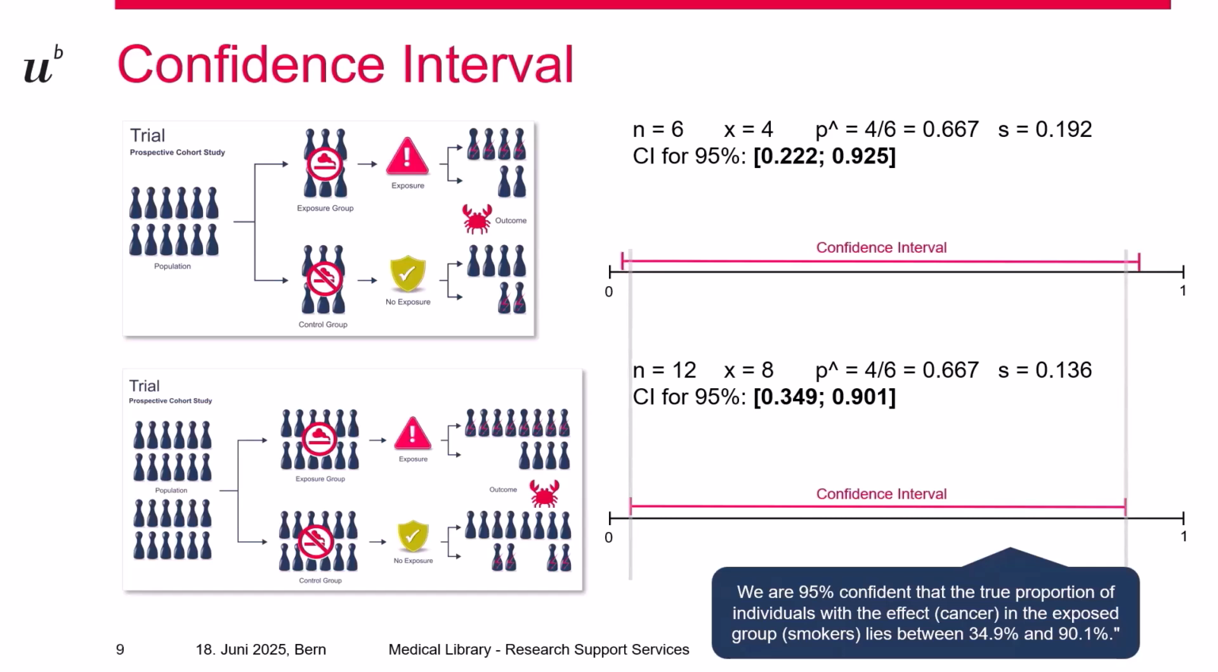In our example, we see that the confidence interval for the larger exposure group indeed became narrower. It's narrower when we draw these gray lines. Regarding this second example, we can conclude that we are 95% confident that the true proportion of individuals with the effect, meaning cancer here, in the exposed group, the smokers, lies between 34.9% and 90.1%. I calculated that, but this lecture is about interpreting, so I won't go into that here.